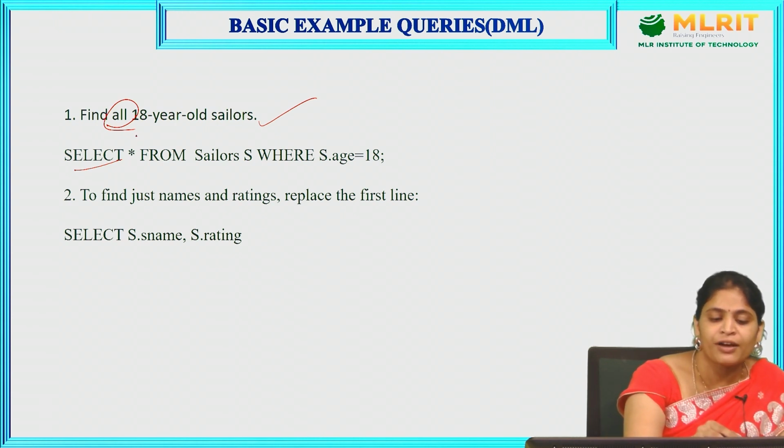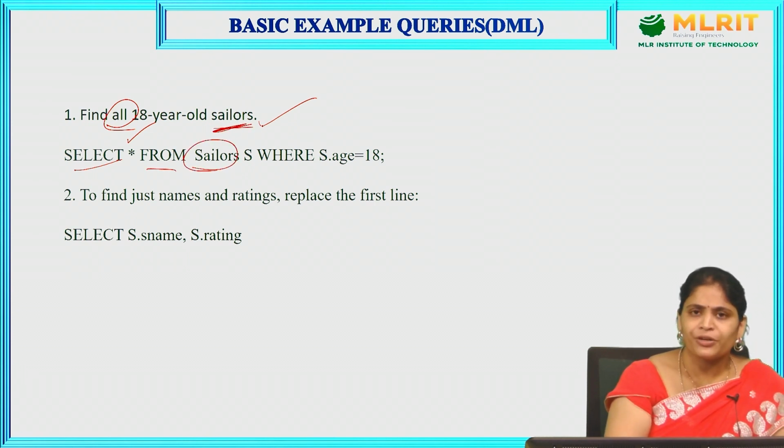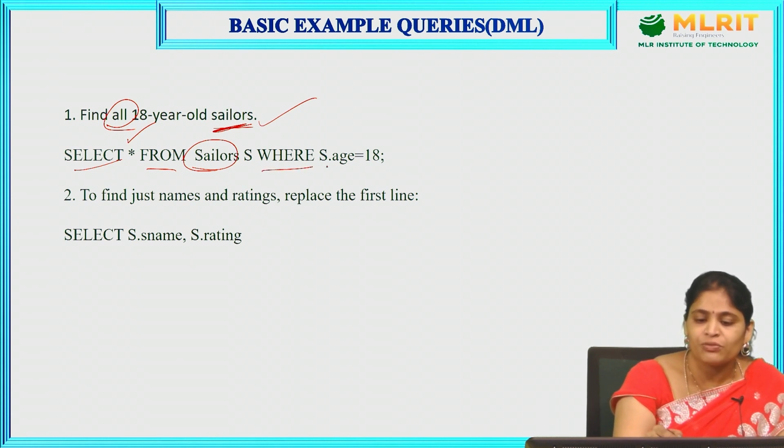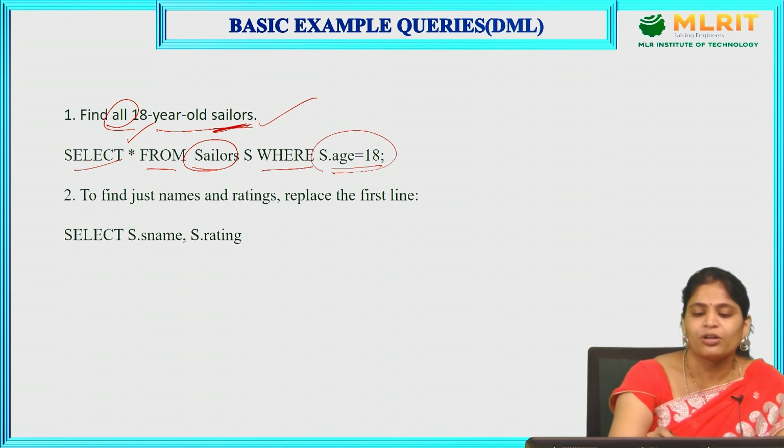That means we have to represent with asterisk symbol from Sailors table. Why? Because they have represented only Sailors, right? So from Sailors table, where condition, what is the condition here? S dot age is equal to 18. Why? Because I want only 18 year Sailors data. So here I have represented S dot age is equal to 18.